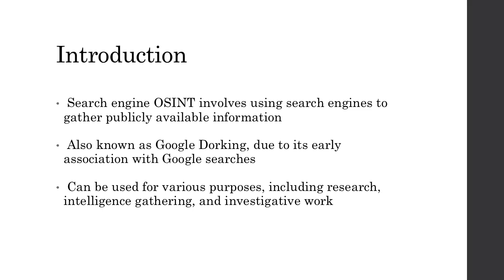Example. Let's say you're investigating a company that's been involved in a scandal. You can use search engines like Google to look for news articles, social media posts, and official statements that might shed light on the situation. By analyzing this publicly available information, you can start piecing together what happened. That's basically what OSINT is, using public information from search engines and other online sources to gather clues and insights.